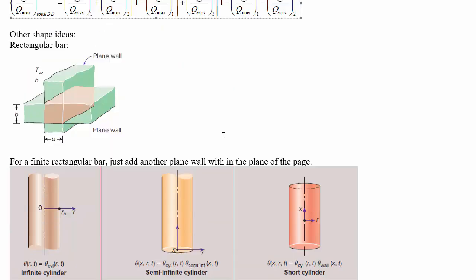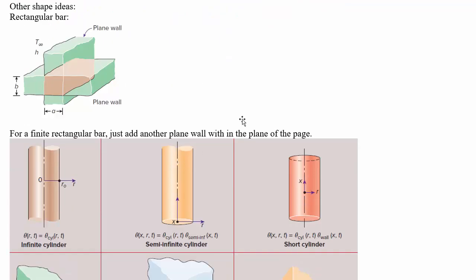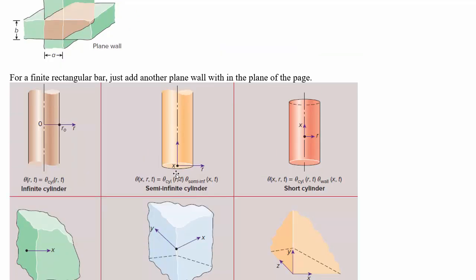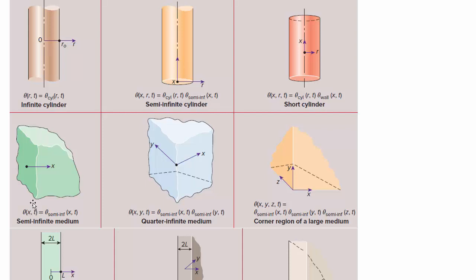So here's some ideas. You can view a long square cylinder as the combination of two plane walls. You can view a semi-infinite cylinder, so one that's very long this way, but is finite in the other cylindrical direction, as the semi-infinite surface multiplied by the cylinder. And then a short cylinder would be the plane wall multiplied by the cylinder. So here you've got the semi-infinite medium, and then a quarter infinite medium, which would be infinite in these two dimensions, but we're looking at an edge. And then you can look at a corner, which is three semi-infinites together.